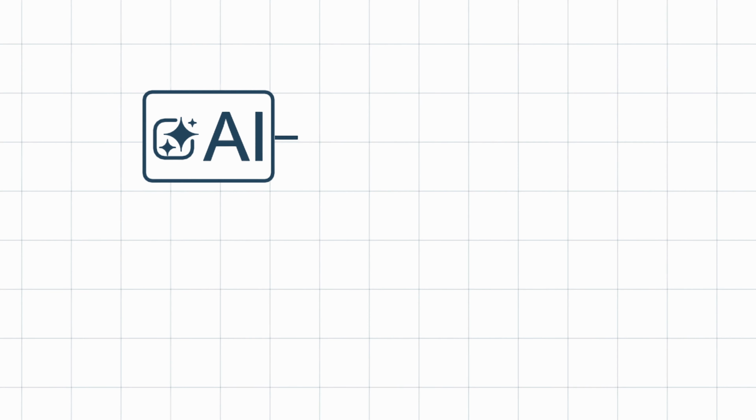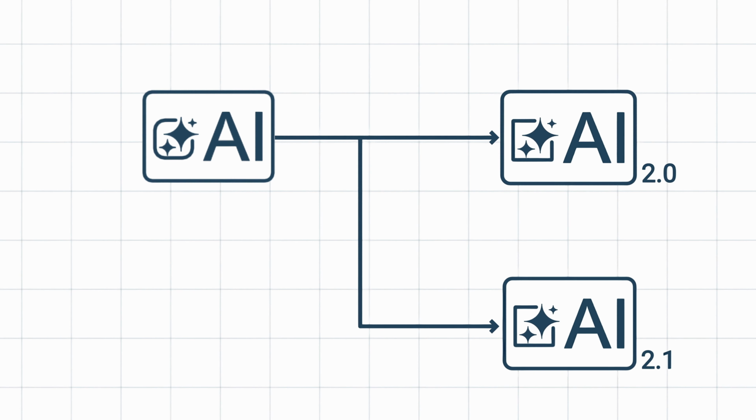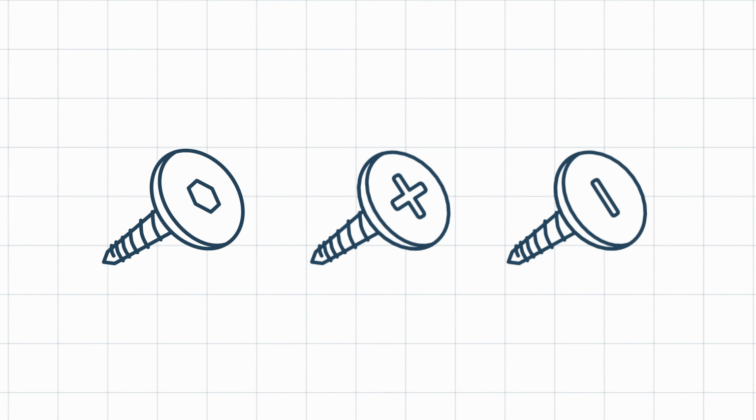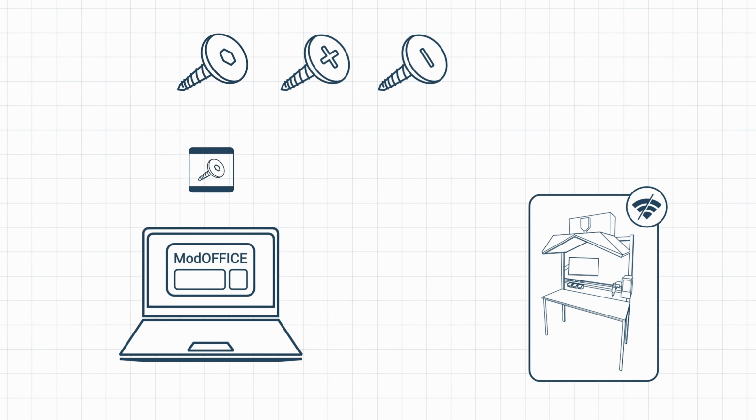Thanks to ModOffice's iterative structure, AI models can also be continuously developed. If, for example, a new component is added, perhaps due to a change in batch or supplier, just a few additional images and an update in the software are enough to create an evolved version of the AI model. The old AI model is then replaced by the new one, and you've evolved your inspection process with minimal effort.